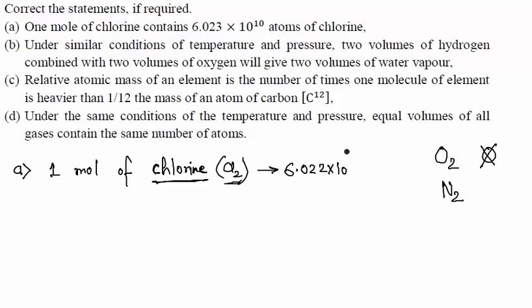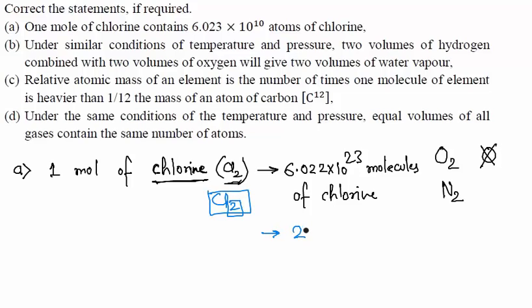6.022 into 10 to the power 23 molecules of chlorine. And as we can see by the molecular formula of chlorine, Cl2, 1 molecule of chlorine contains 2 atoms of chlorine. So 6.022 into 10 to the power 23 molecules of chlorine will contain 2 into 6.022 into 10 to the power 23 atoms of chlorine.